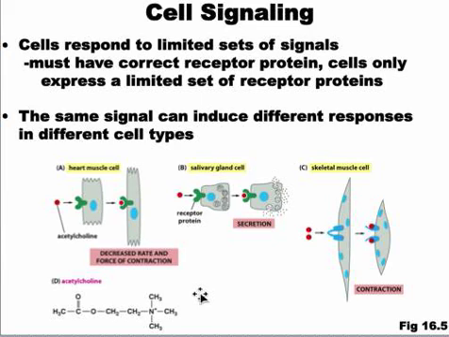Now, acetylcholine can bind to the same receptor in a salivary gland cell. But instead of telling the salivary gland cell to relax its contraction state, instead it's going to tell the salivary gland cell to secrete its secretory vesicles.